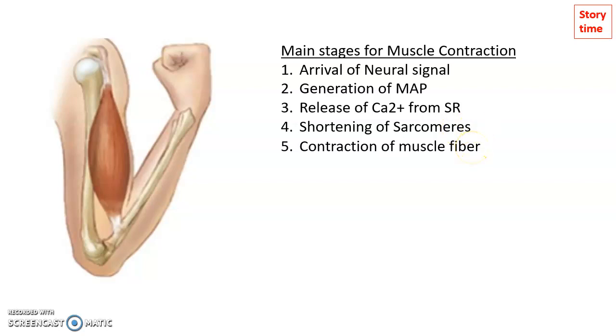Now that we've talked about the basics of the sarcomere, it's time for story time. In story time, we're going to talk about the story of how a muscle contracts. And there are 5 main chapters. First, we have the arrival of the neural signal along the somatic motor neuron. We have the generation of the muscle action potential, that change in charge in the muscle fiber sarcolemma. The release of calcium ions from the sarcoplasmic reticulum, the shortening of the sarcomeres, and of course then the contraction of the skeletal muscle fiber.